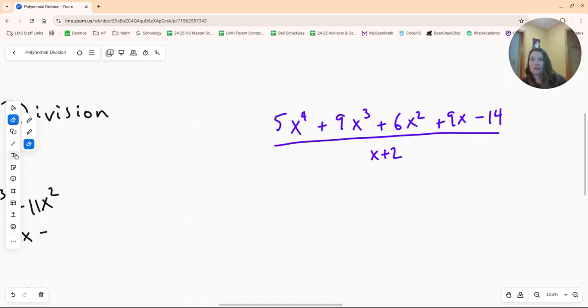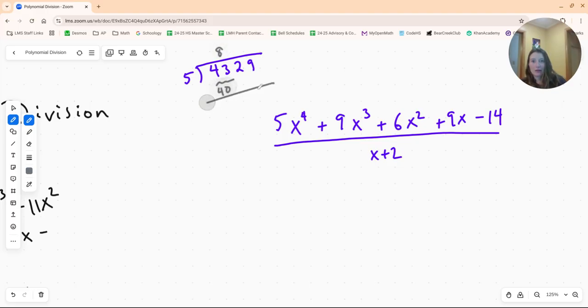All right, with this guy, we're going to try polynomial long division. If you remember, let's take an example from elementary school. 4,329. Let's divide that by 5. How many 5s go in 4? None. So I go to the next number. How many 5s go in 43 would be 8. 8 times 5 is 40. I subtract. Get a 3, pull down another one.